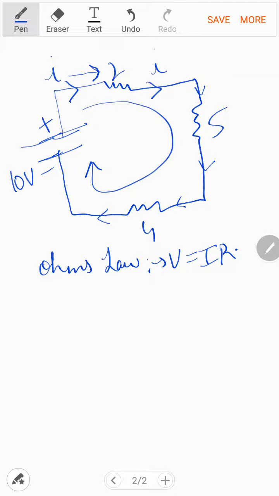So at the 5 ohm resistor, the current will again be I. At the 4 ohm resistor, the current will again be I. So how will we calculate the value of I here?